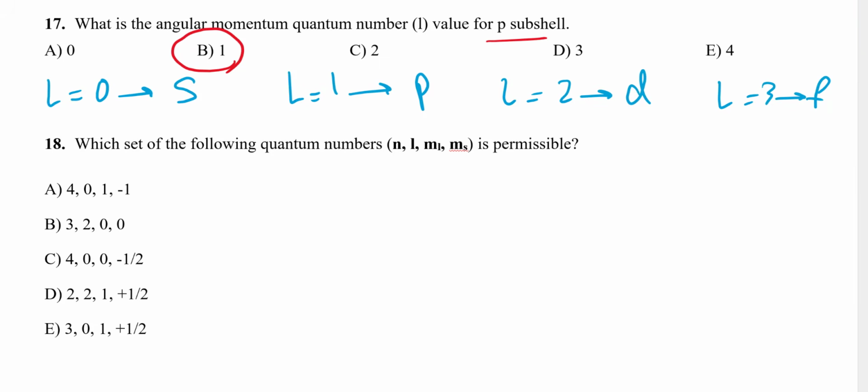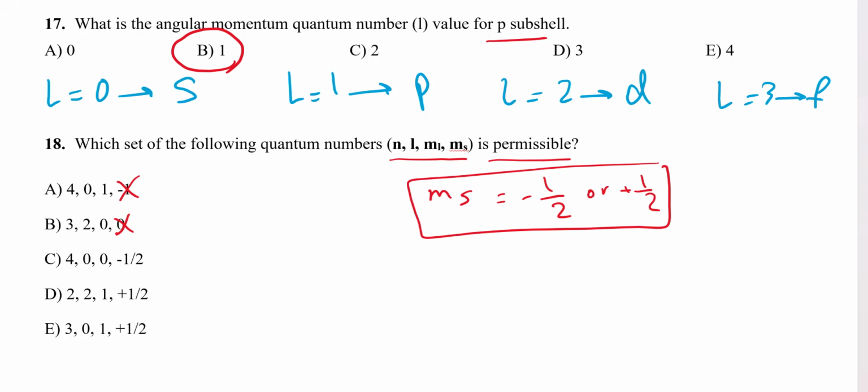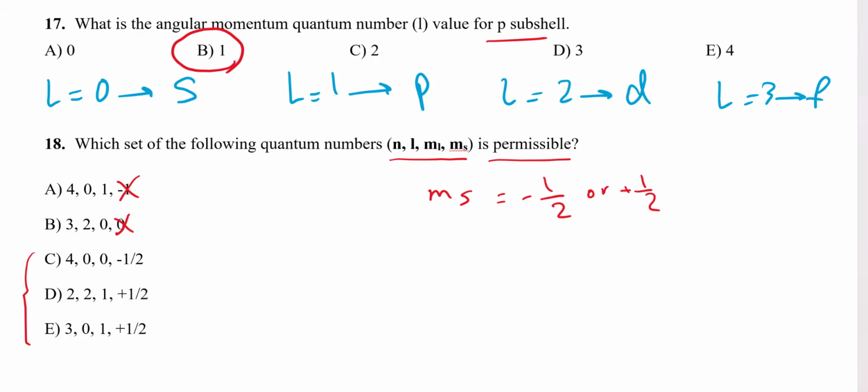Here in question 18, we would like to know which of these sets of quantum numbers is permissible or valid. The easiest way is to take a look at the ms value, because ms can be only negative half or positive half. So A cannot be the answer, it is not valid. B again is not valid. But for C, D, and E, we have valid values for ms.